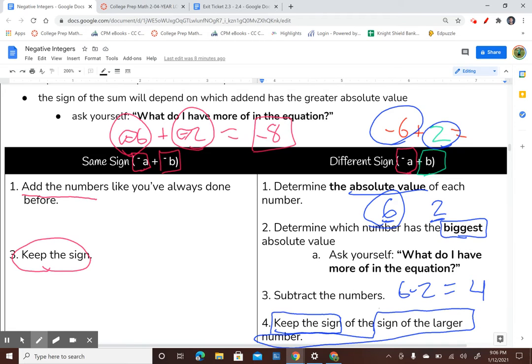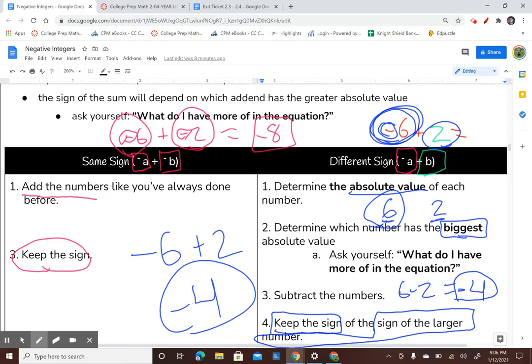All right, that's why we had to look at absolute value. Because when we go back to our 6 and 2, we say that 6 is larger, and on our original equation, our 6 has a negative sign. Therefore, our answer is also going to be negative. And we can think about this here as if we have $6 that we owe, and we pay back 2 of those dollars, then we still owe $4, and that's why we're still in the negative here.